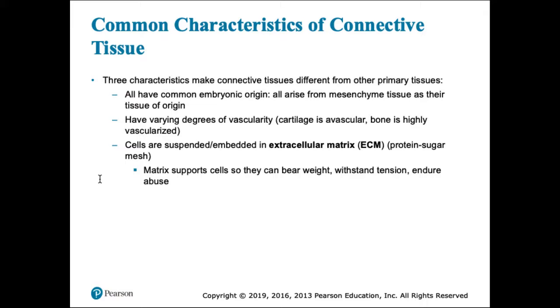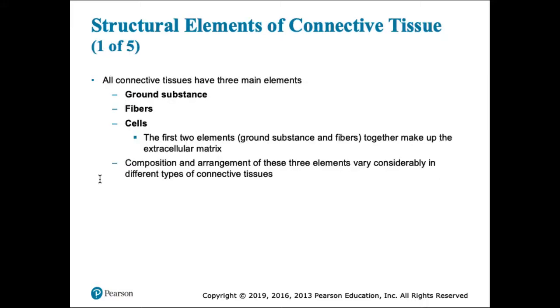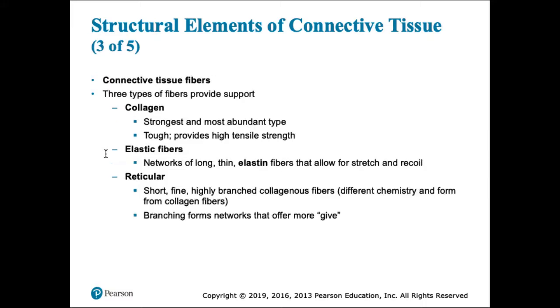This is a protein sugar mesh. So the matrix supports cells so that they can actually bear weight. They withstand tension, they endure abuse, that kind of thing. So that's some of those characteristics. All connective tissues have three main elements. They have a ground substance, they have fibers, and they have cells. The first two elements, ground substance and fibers, together make up the extracellular matrix. The composition and arrangement of these three elements vary considerably in the different types of connective tissue that we're going to see.